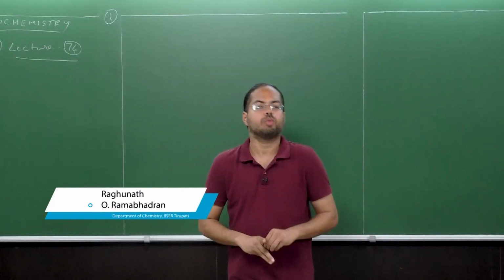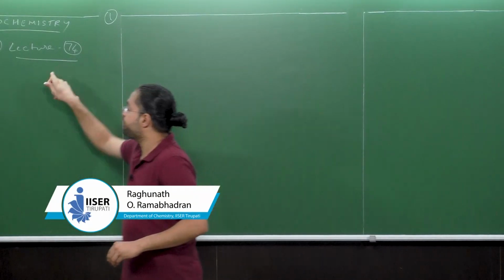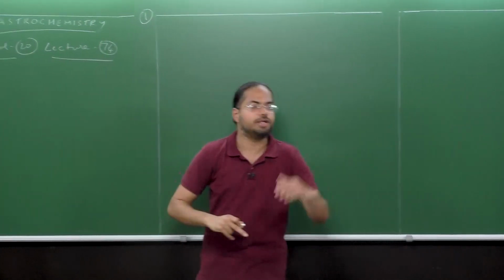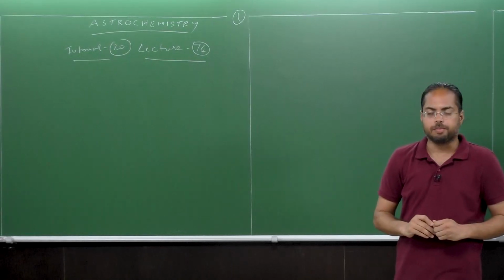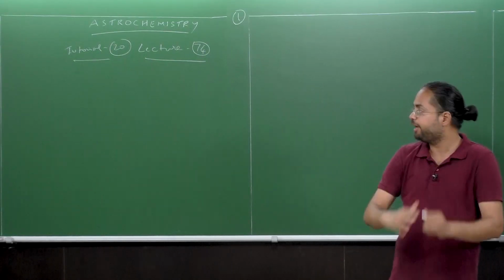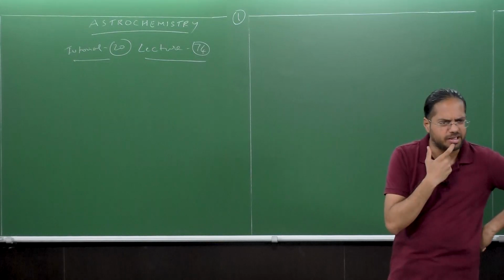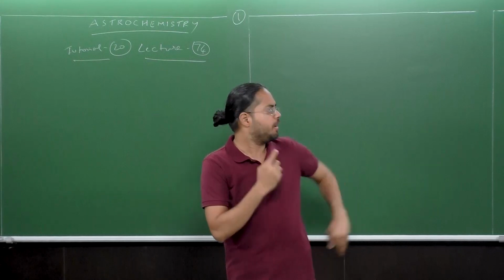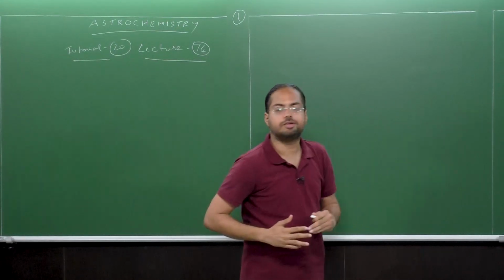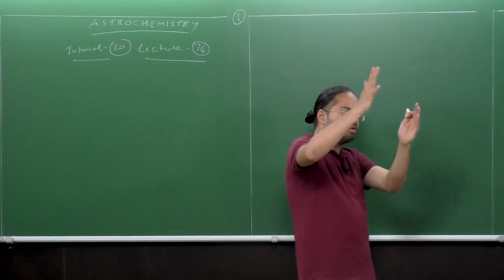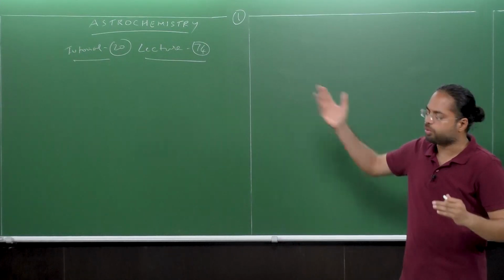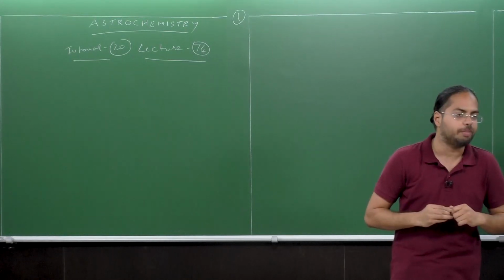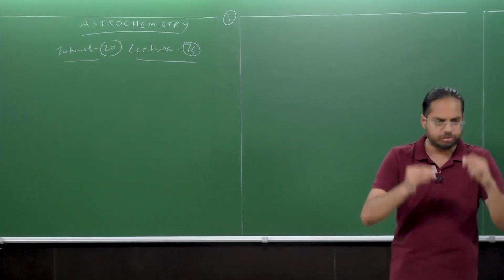Hello all, welcome to Astrochemistry. This is lecture number 74 and this is also tutorial 20. In the last lecture, lecture 73 and tutorial 19, we were discussing various aspects of astronomy as pertinent to astrochemistry. If I'm correct, we were discussing how to obtain column densities and number densities using the idea of line of sight. That is what we discussed in the last tutorial. In this tutorial, we shall be continuing with some more astronomical aspects important for astrochemistry.